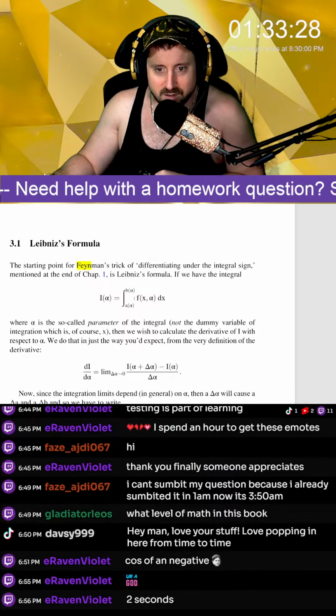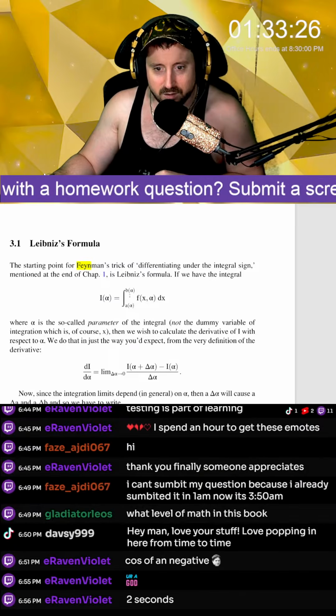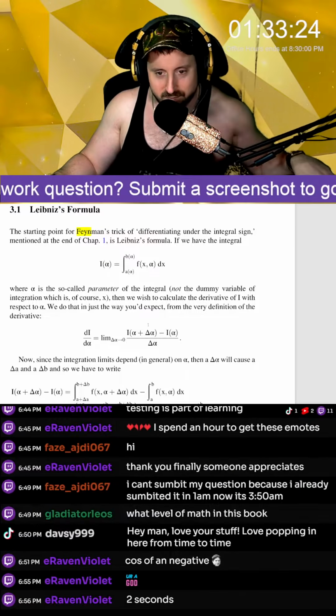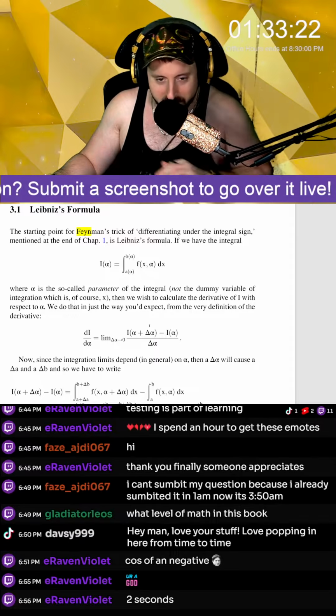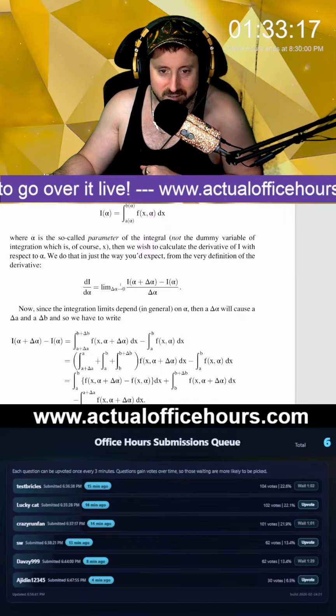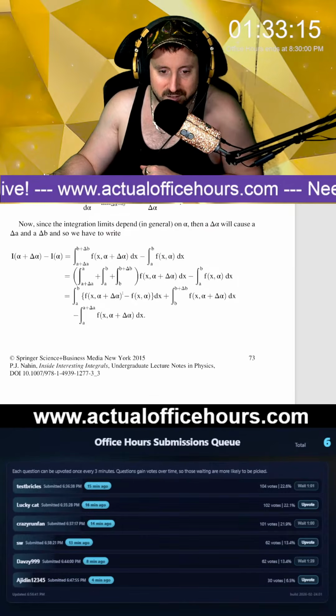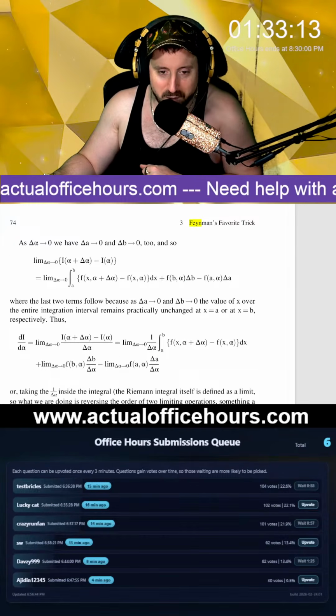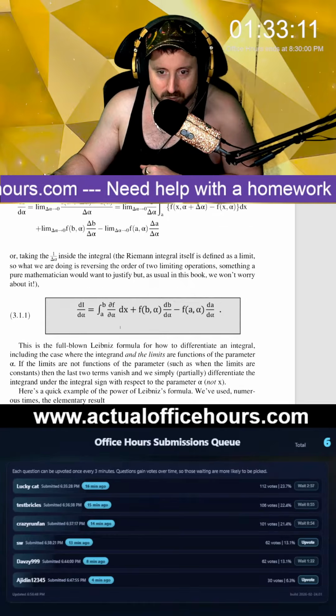If you have the integral here... Okay, I don't want to see this form. I really don't. Oh, man. Dude, my brain just shuts off when I see all this. I just don't want to. Like, what?